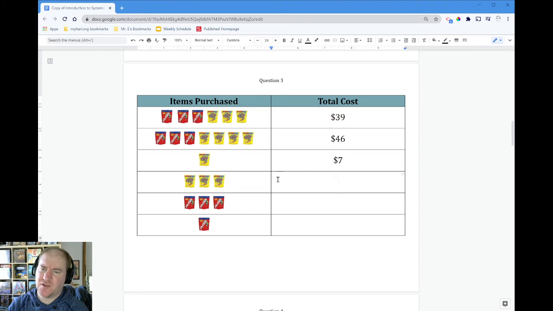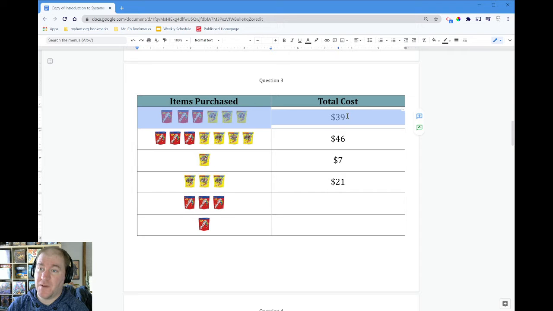This question is asking for a little more than the last two. For some reason, they want to know the cost of 3 M&Ms. Well, 1 is 7, so 3 would be $21. Why do they want to know the cost of 3 M&Ms? Well, if you go up here, this row, this person bought 3 bags of M&Ms.